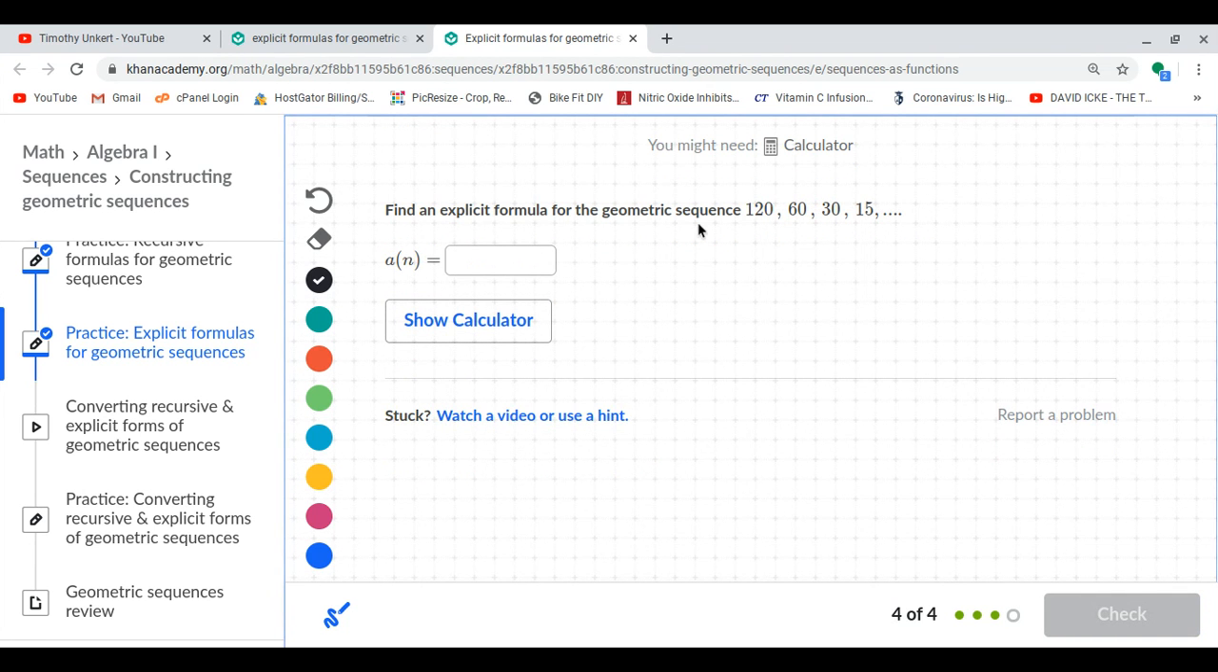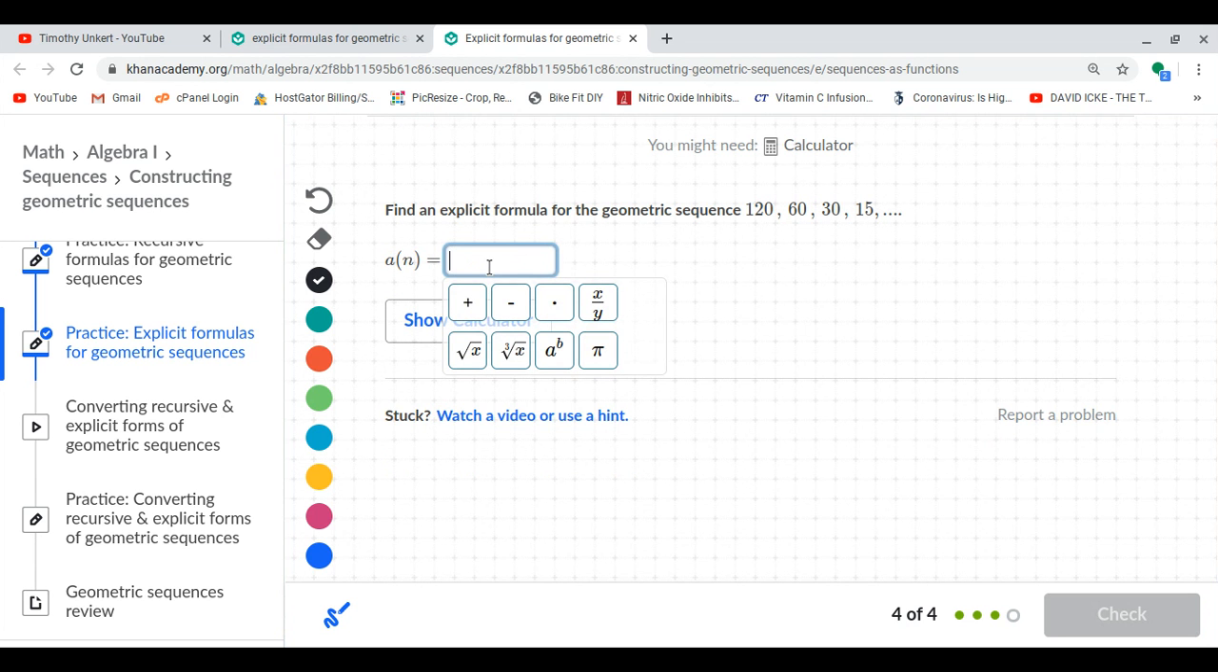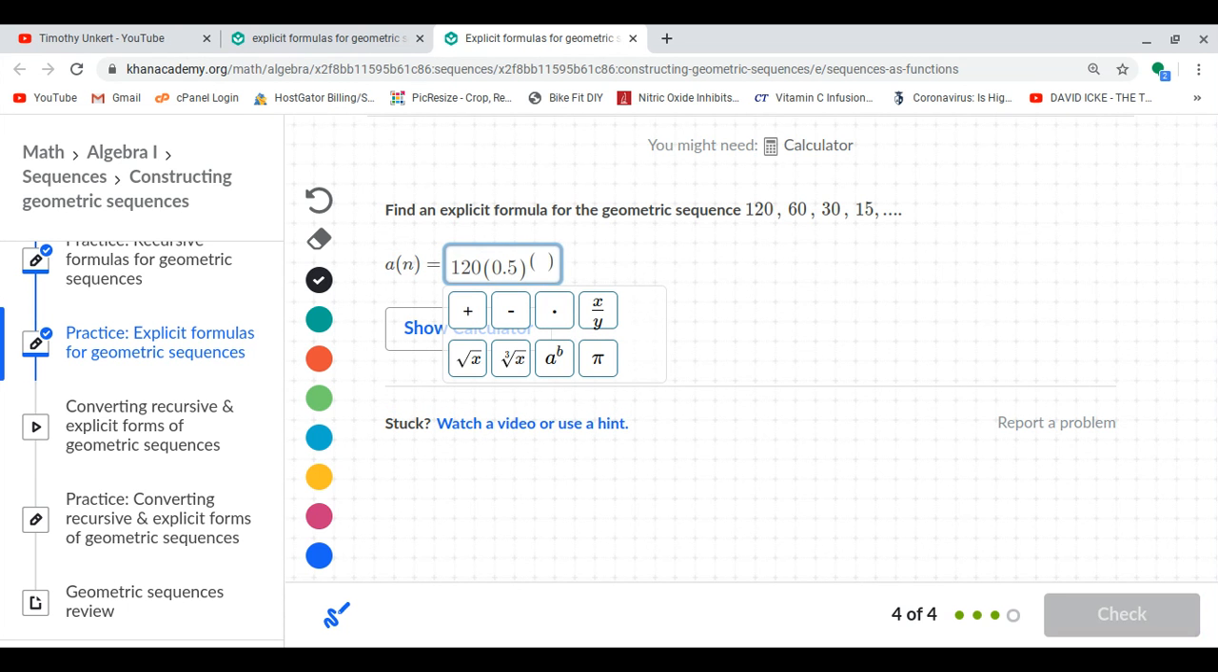Now we're finding an explicit formula for the geometric sequence 120, 60, 30, 15. You notice we're cutting our number in half each time, or we're multiplying by 0.5. So we're going to start with our first number. We multiply by 0.5, and I'm going to raise that to the n minus 1 power because we are multiplying by 0.5 one less time than the term we're looking for. For the second term, we're only multiplying by 0.5 once. For the third term, only twice. And for the fourth term, only 3 times. And it would just keep going like that.